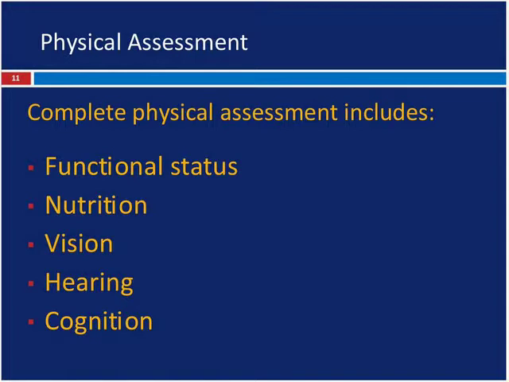So based on the screen that I reviewed a few minutes ago, that may lead you to a more complete evaluation in the specific domains in the presence of a positive screen. So a complete physical assessment includes these 5 domains: functional status, nutrition, vision, hearing, and cognition. In a busy practice, it's just not possible to assess each of these in a single visit.